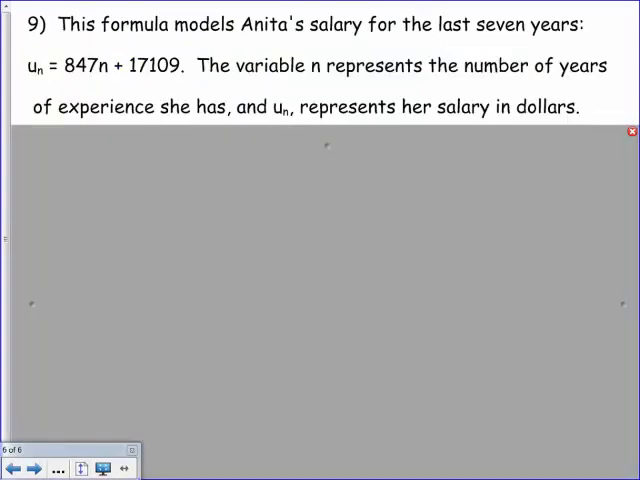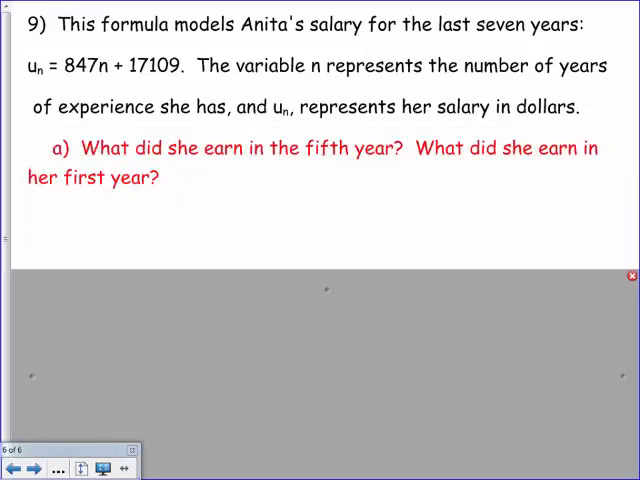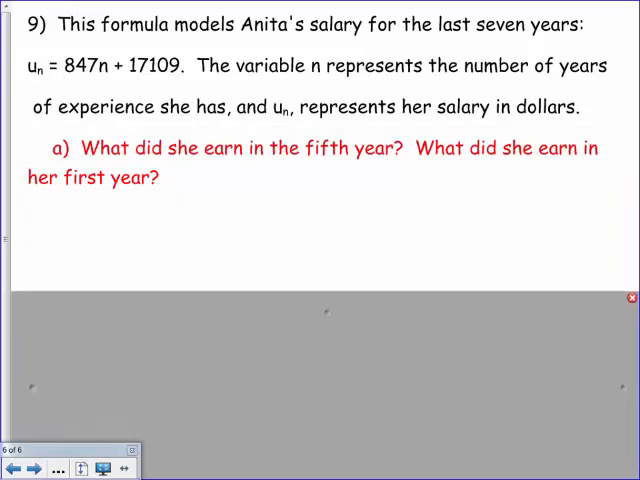So let's look at one story problem here. Number 9 says, this formula models Anita's salary for the last 7 years. U sub n equals 847n plus 17109. The variable n represents the number of years of experience she has. Okay, be careful with that. And U sub n represents her salary in dollars. All right, so first thing, what did she earn in the 5th year? And then what did she earn in her 1st year? So maybe let's do the 1st year first.